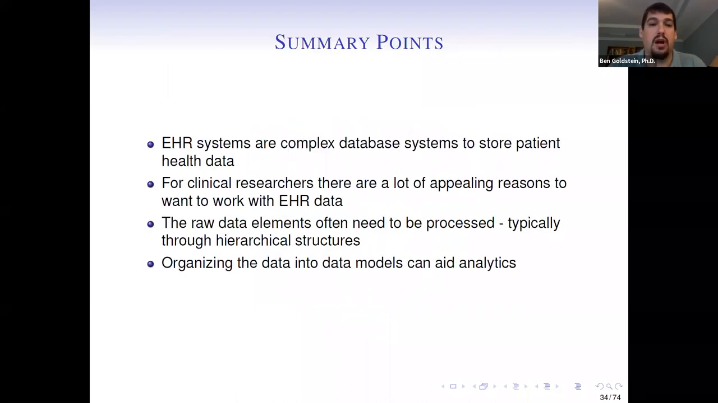So in summary for this part, I'd say the EHR systems are complex ways to store patient health data. For clinical researchers, there are a lot of appealing reasons to want to work with the EHR data, and the raw data elements need to be processed, typically through hierarchical structures, and then organizing data into data models can aid analytics.